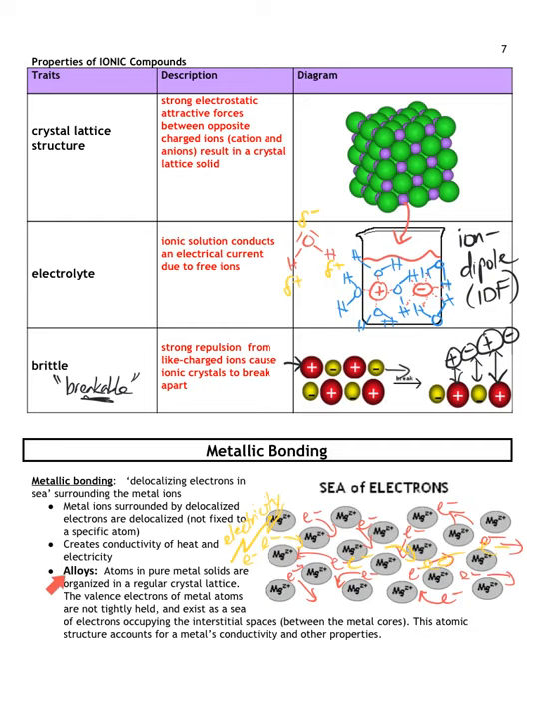Oftentimes, alloys are created in order to increase the strength of that metal. For instance, steel. Steel is a metal they use for a lot of construction and building. Steel is made up of iron, and what they do with the iron is they add a little bit of carbon atoms between the interstitial space. Iron with carbon is an alloy called steel, and that increases the strength of that metal.